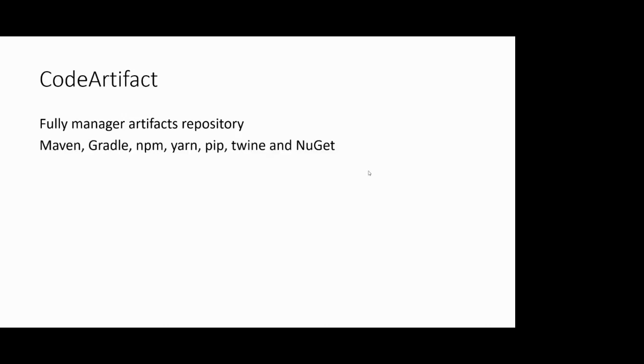CodeArtifact is quite new for AWS. It's a fully managed artifact repository, so you can use it as a similar thing to Artifactory. Currently, you can use Maven, Gradle, NPM, Yarn, pip, which is important for us, Twine or NuGet. NuGet is pretty new, like last week or something like that, and nothing else, unfortunately. It is integrated very well with other AWS services, and also you can use it as an external service for your external tools, for example, for Jenkins. So this is the artifacts. We will not use it today.